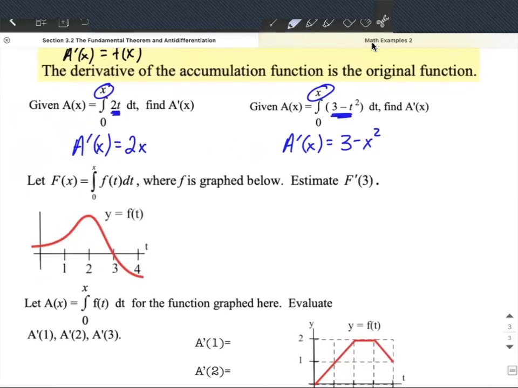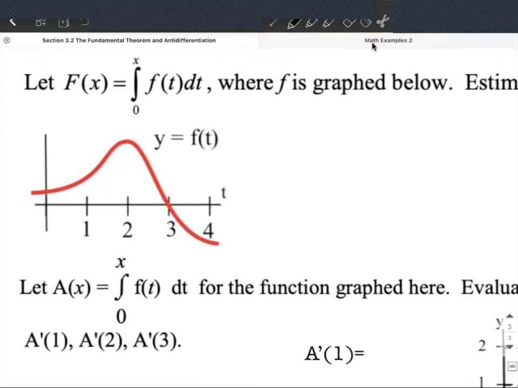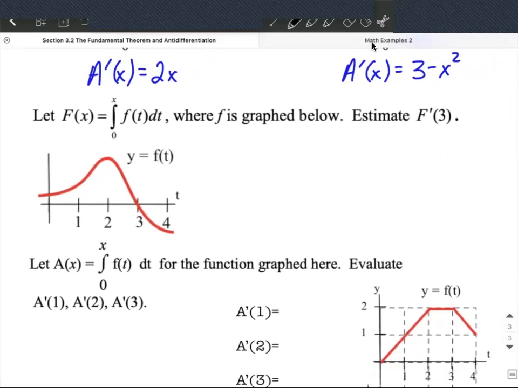All right, so what about on a graph? What does that look like? Okay, so in this case, they've defined big F of x to be the integral from 0 to x of f of t dt, where little f is graphed below. Okay, so they gave us the graph of the derivative here. So what we want to do is estimate F prime of 3. Big F prime of 3. Well, it's important to note that means the same thing as little f of 3. Right? Whatever's on the inside is the derivative.